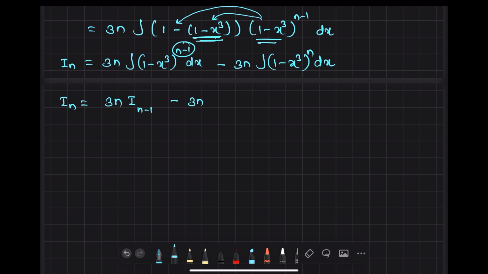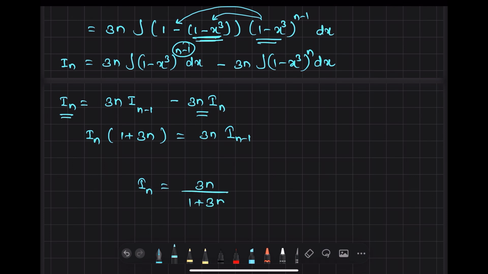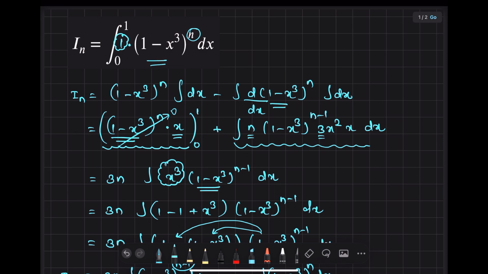Here 3n I_n. So this I_n and this I_n are the same. So can I take both of them on one side? So we will have I_n times (1 plus 3n) is equal to 3n I_(n minus 1). So can I write I_n as 3n by (1 plus 3n), and then we will have I_(n minus 1). So this is the formula for the given question. I hope the idea is clear, and I wish you guys can handle similar situations.